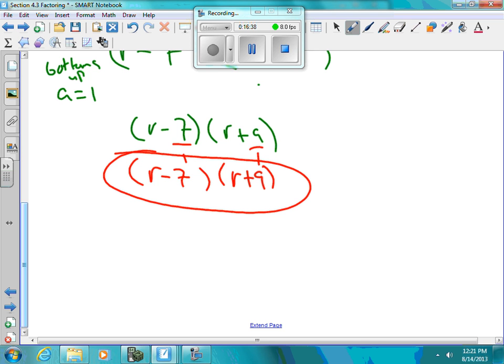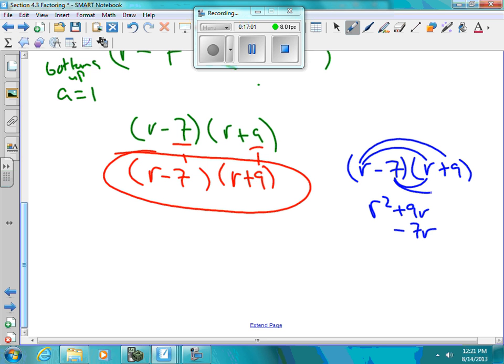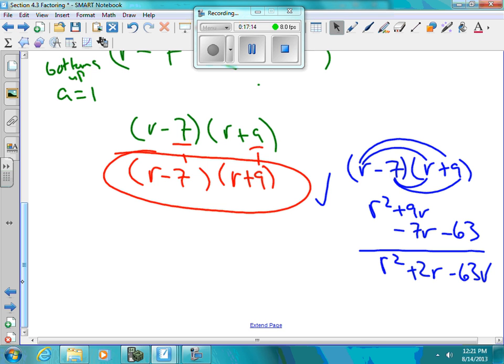Do we take my word for it? No, because remember this is reversing FOIL. So we can do the table or we can do FOIL. For you FOIL enthusiasts at home, I'll do FOIL this time. You know you're out there. R squared plus 9r, negative 7r, negative 63. Line up your terms, put them together. We get what we started with. It checks. That is our answer.